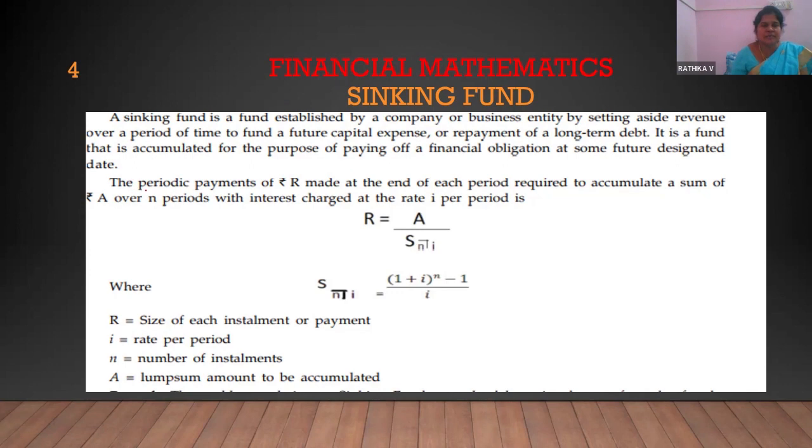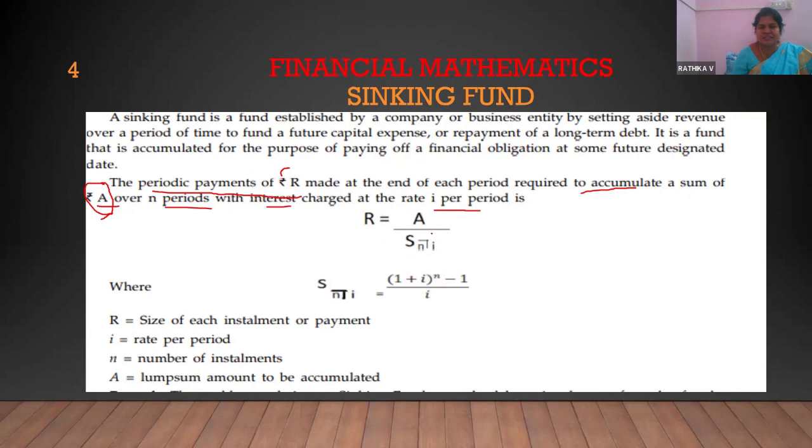This formula is: the periodic payments of rupees R made at the end of each period required to accumulate a sum of rupees A. So this is the amount you want, A, over n periods with interest charged at the rate i per period. So n is how many years or months you are going to use, and i is the rate per period. The formula is R equal to A by S n|i.